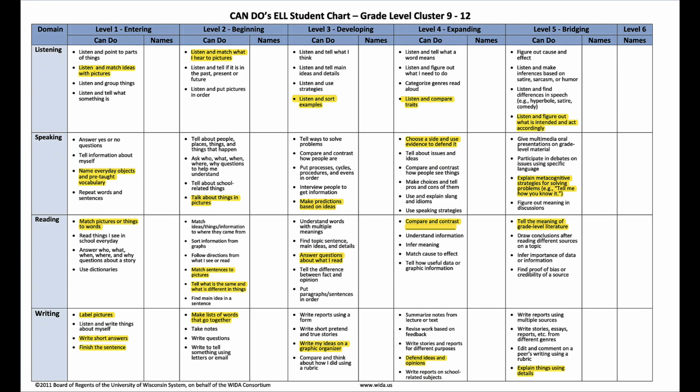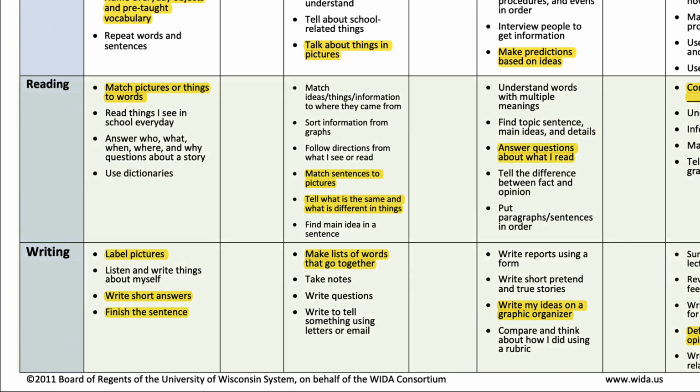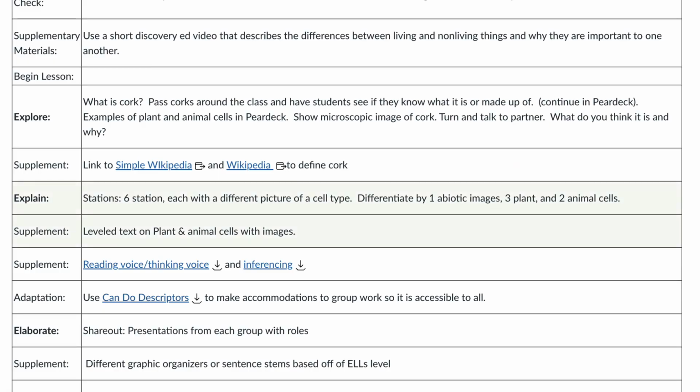These are the can-do statements for ELL students in grades 9 through 12. I've highlighted the accommodations I've made throughout my lesson, but for the explain portion of the station work, we're going to focus on the reading and writing standards for levels 1 through 3. Students will be learning about the differences between plant and animal cells in one of 6 different groups. I've intentionally grouped students based off of reading comprehension level and EL level.